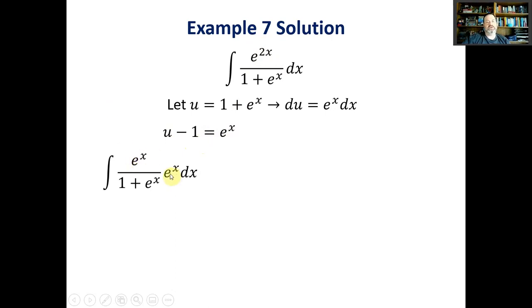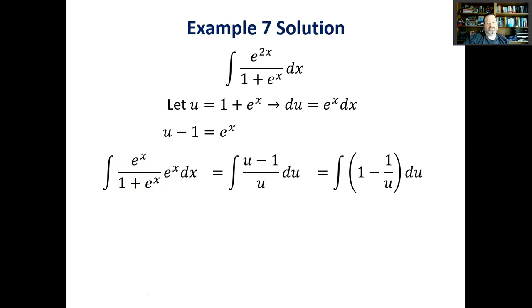So I split this into 2, right? So e to the x times e to the x is e to the 2x. This is my du. This is going to be u minus 1, and this is going to be u. This simplifies. And I know how to do this integral, right? So the integral of 1 is just u. The integral of 1 over u is natural log of absolute value of u, don't forget the absolute value, plus c.